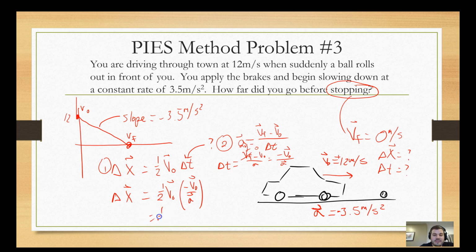We have 1/2 times 12 times a negative 12, and this is where the negative sign is important, right? Because the acceleration is also negative, and so the two negatives will divide out. And this will give us our displacement that the car travels, about 20.6 meters. And that's our answer.